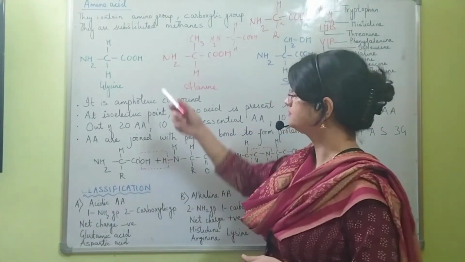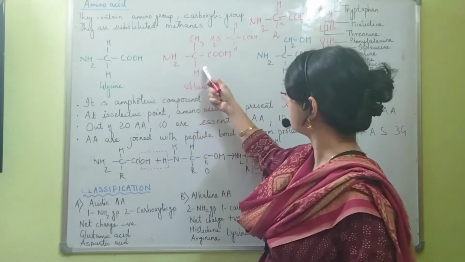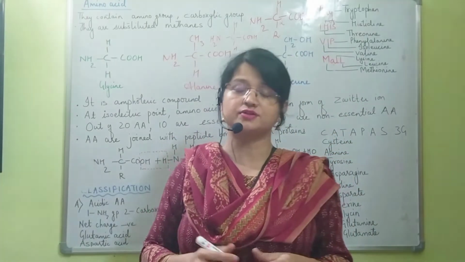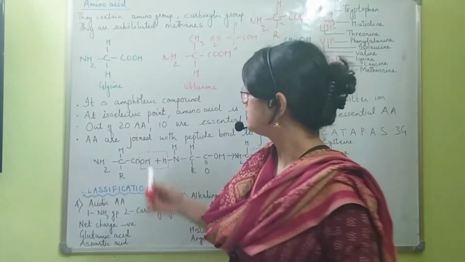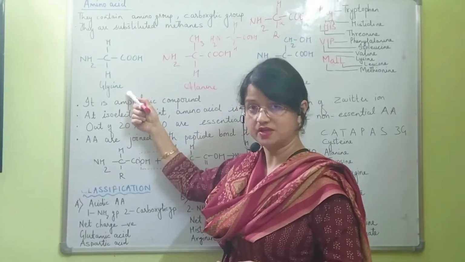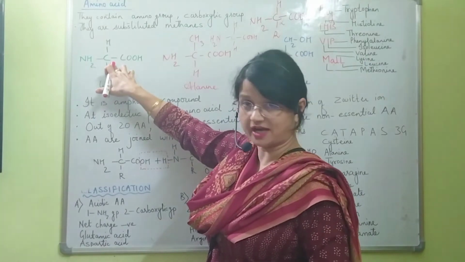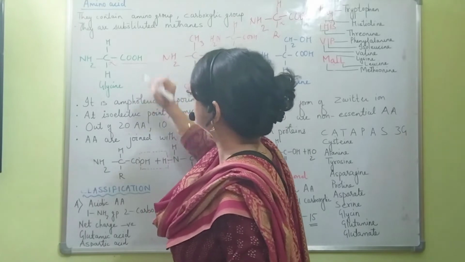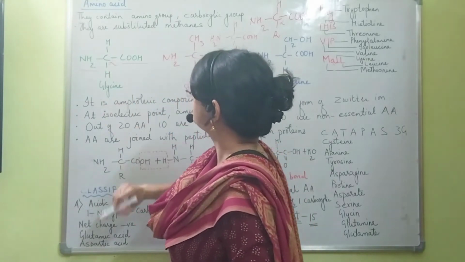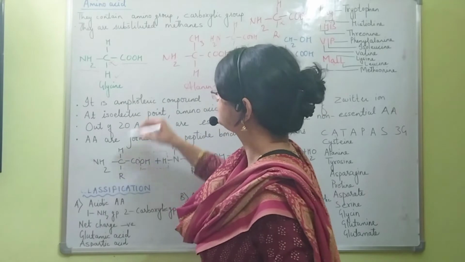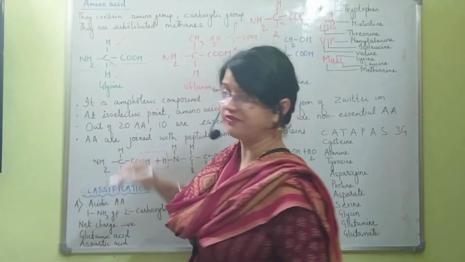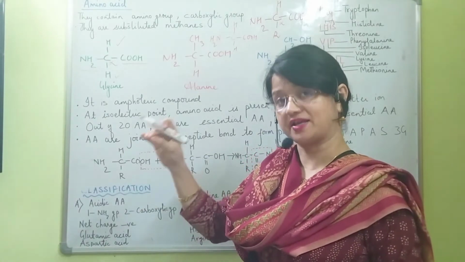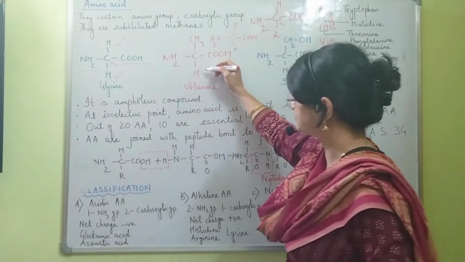Clear? Now here I have drawn 3 amino acids which are given in your NCERT, and you have to remember the structure of these 3 amino acids. The first one is glycine. Here you can see this is the alpha carbon, and to this alpha carbon are attached the carboxylic group, the amino group, the hydrogen atom, and the variable group. In this case the variable group is H, that is, a hydrogen atom.